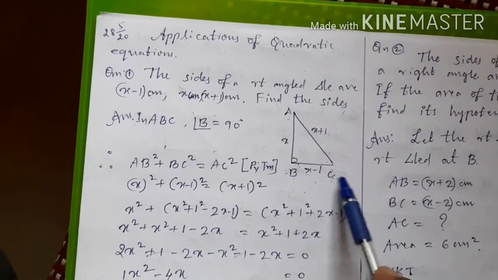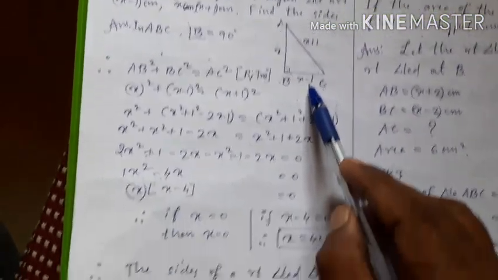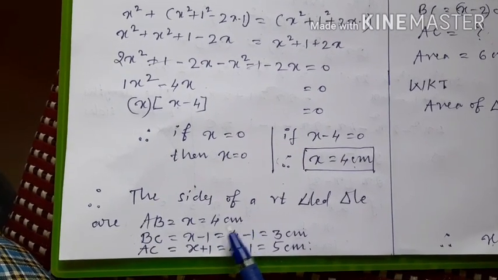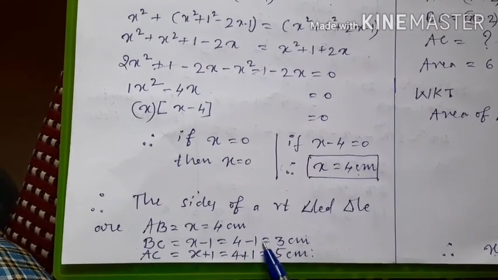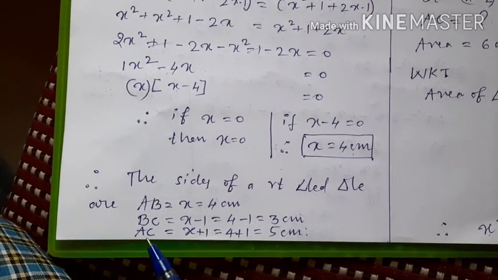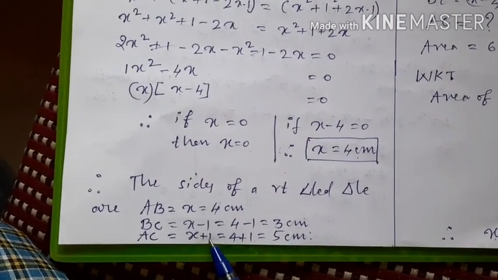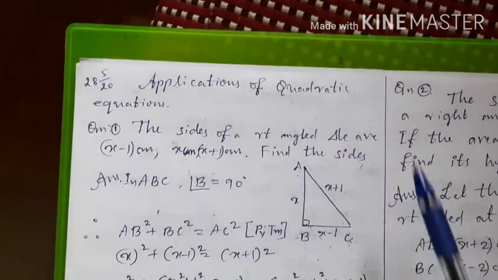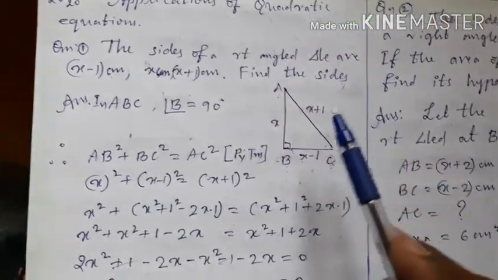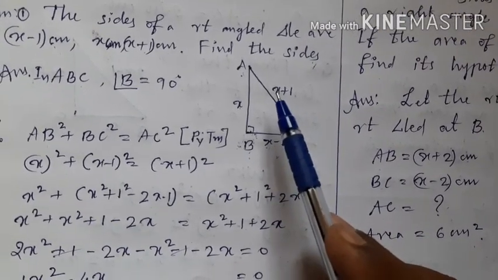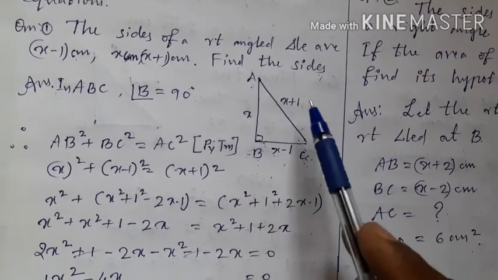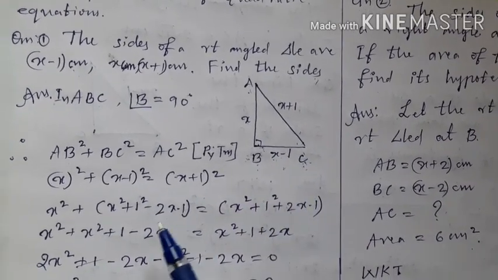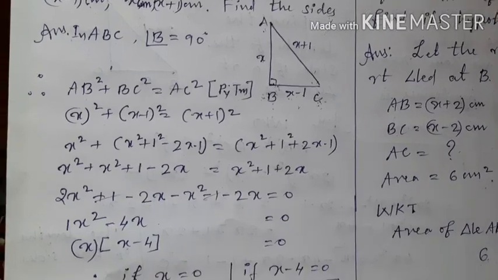So the base BC is x minus 1. That is why I take AB is equal to x, that is 4 centimeter. BC is x minus 1, that is 4 minus 1 is equal to 3 centimeter. And the hypotenuse AC is equal to x plus 1 centimeter, that is 4 plus 1 is equal to 5 centimeter. Thus, the three sides of the given right angle triangle were found as 5 centimeter, 4 centimeter and 3 centimeter with the help of quadratic equation. Okay.